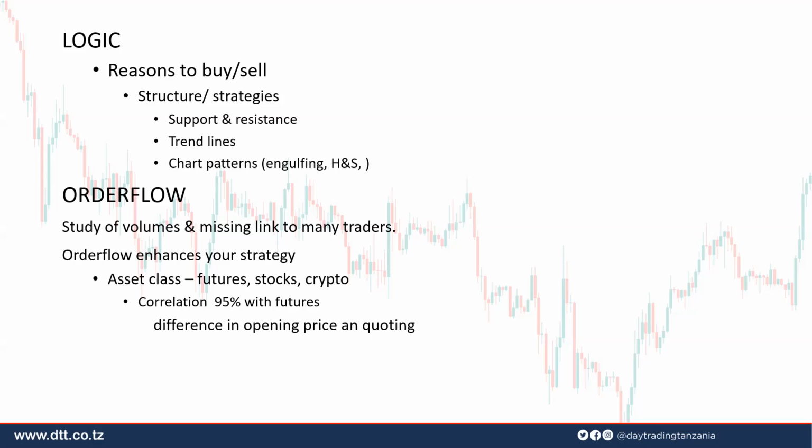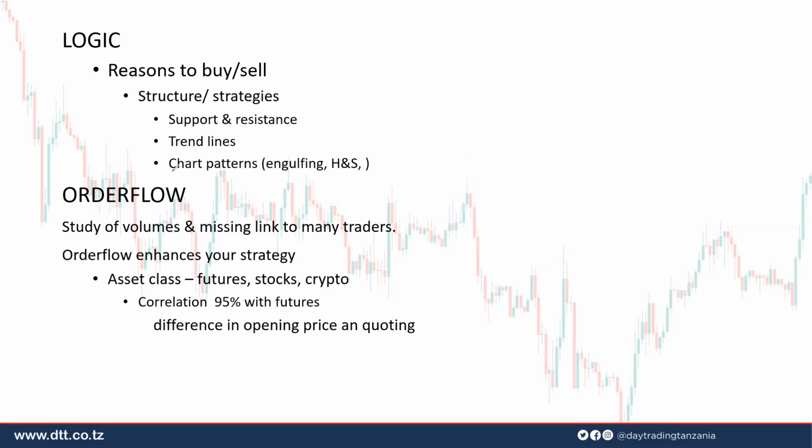Now, when we talk about logic, those are the reasons for you to buy or sell a certain contract, to buy or sell a certain instrument in a certain area. It could be based on support and resistance. It could be based on trend lines. Maybe your strategy is to sell on those lower highs that are being created and buy lower lows. Depends on the strategy, depends on your logic.